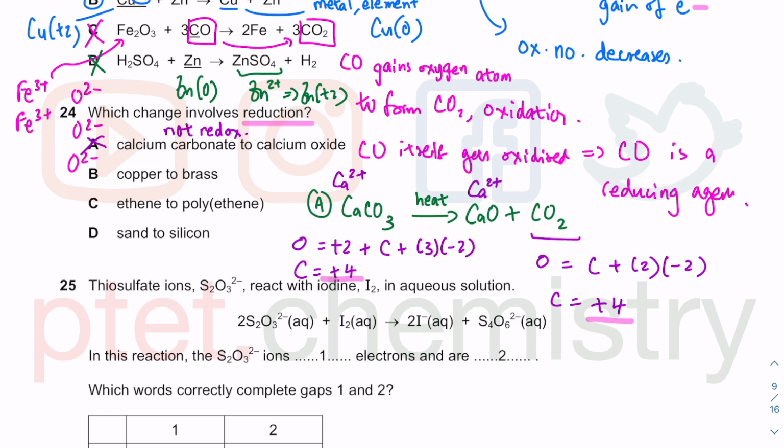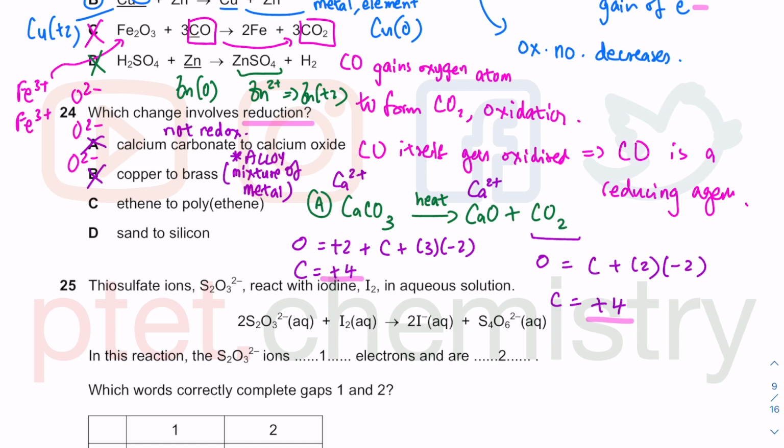Copper to brass. Brass is a mixture, so it's an alloy. It's a mixture of metal. If I'm not mistaken, brass is actually copper and zinc, but I could be mistaken. I know it's an alloy, and it's got different metal cations of different sizes. Definitely not redox because it is still the metal itself.